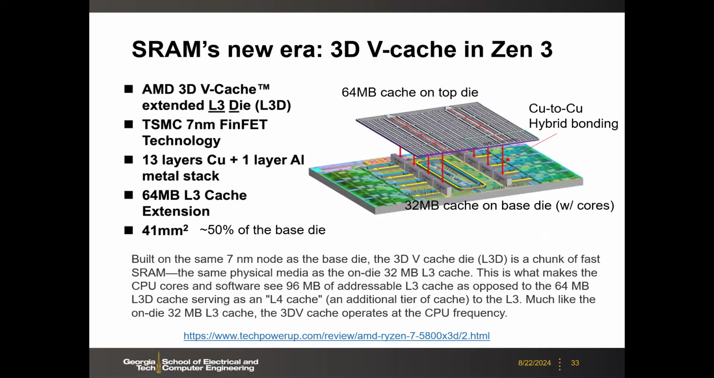So here, this is the latest offering from AMD. SRAM is entering a new era: 3D V-Cache. This was introduced in Zen 3 and also the Zen 4 architecture announced this year. Here, AMD pioneered 3D stacking for the cache. And here, this is the schematic.